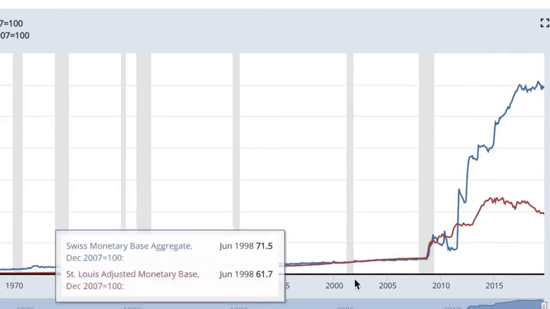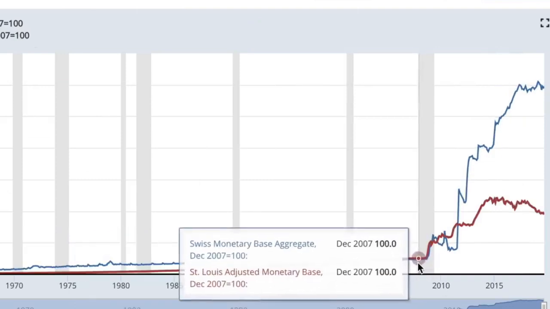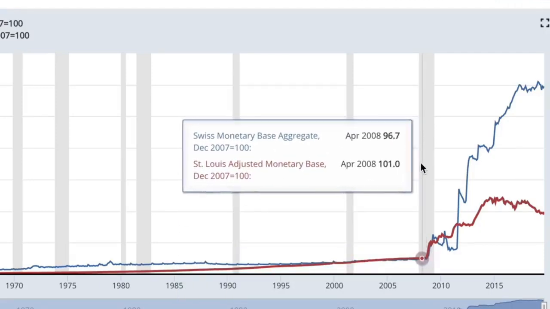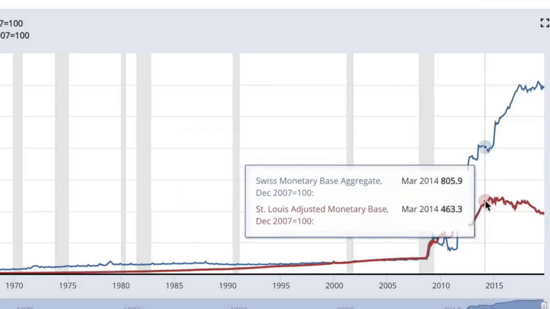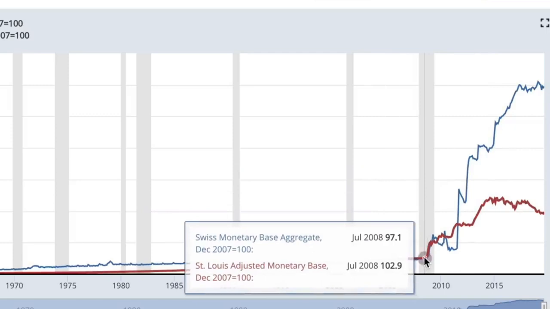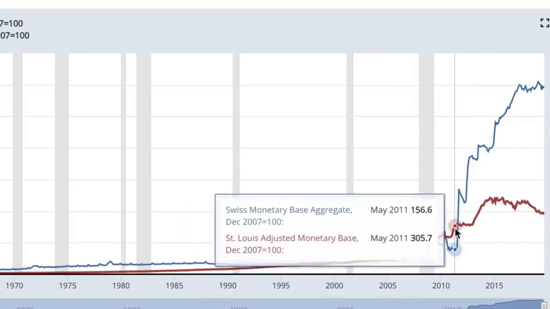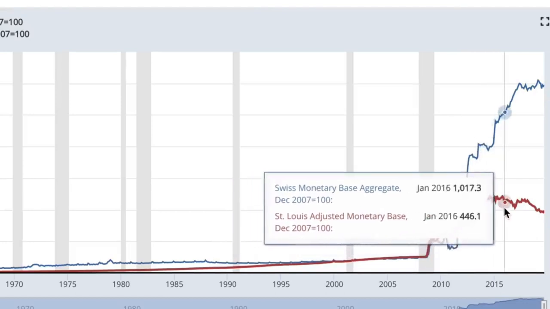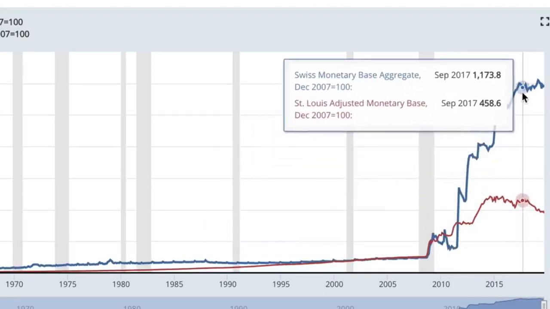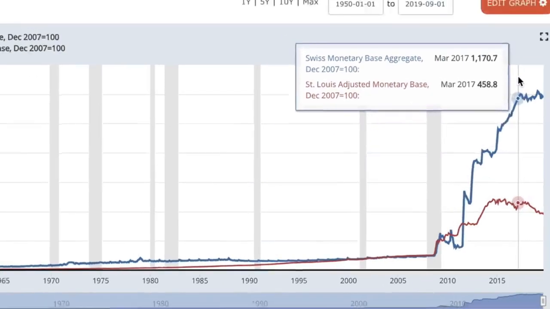What I've done here is I've taken their currency supply and our base currency supply, and I've indexed them to 100 at the beginning of the last great recession. And so this is the growth factor since the beginning of the last great recession, expressed in a percentage of growth factor, basically. This is times 1, times 2, times 3 for the Federal Reserve, times 4, times 5, basically. But for the Swiss National Bank, they're up at times 12.